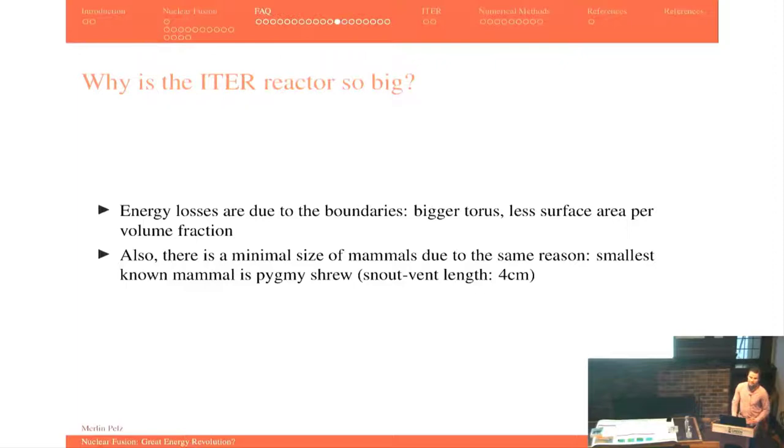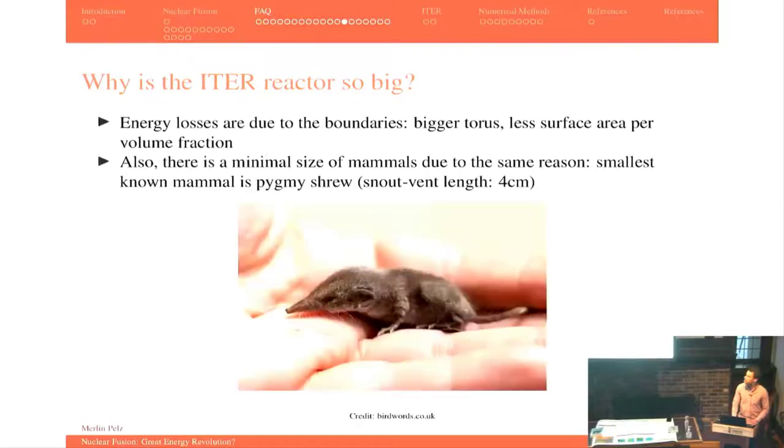And also there's a fun fact, because there's a tiny, super cute animal, which is called the dwarf shrew, or pygmy shrew, which has a snout length of 4 centimeters only. This is the smallest size a mammal can be on this earth, actually. And also the heart rate of this dwarf shrew is actually the fastest of any mammal. It's beating like crazy, because it has to warm itself up, because it has such a high surface energy, actually. And here it is. This is the tiny elephant.